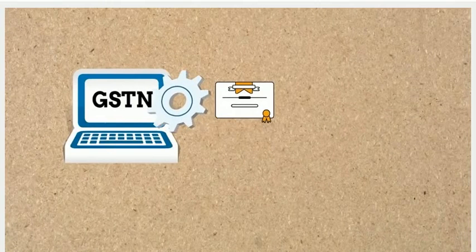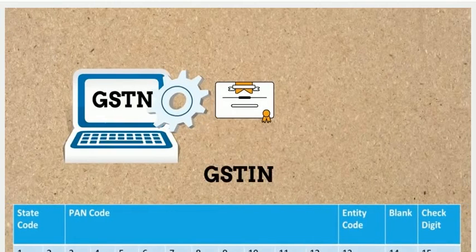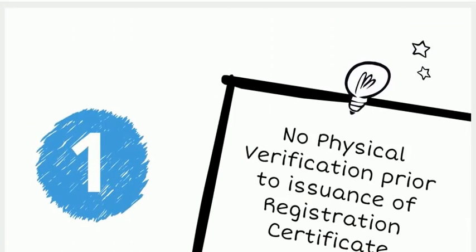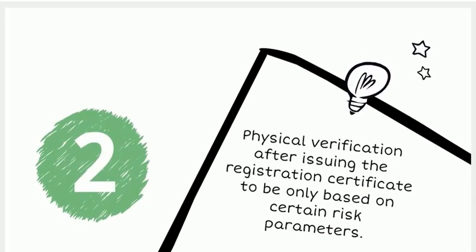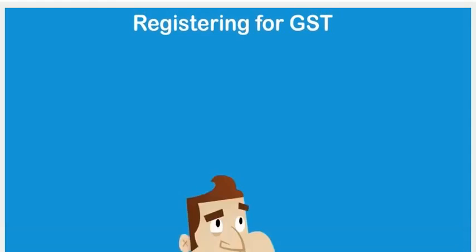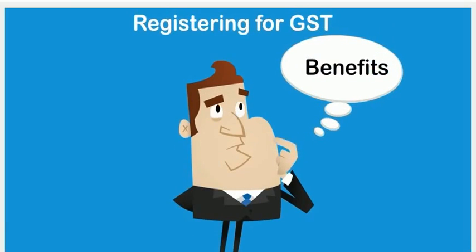If the registration is granted, the registration certificate will automatically be generated by GSTN and the taxpayer can download it from there. He need not visit any tax office. There will also be no physical verification of the premises by any tax authority prior to issuance of the registration certificate. Physical verification after issuing of the registration certificate will also be very limited and is to be based only on certain risk parameters.